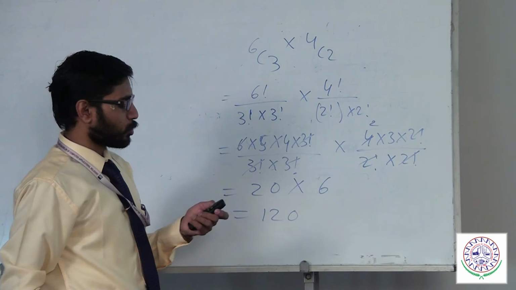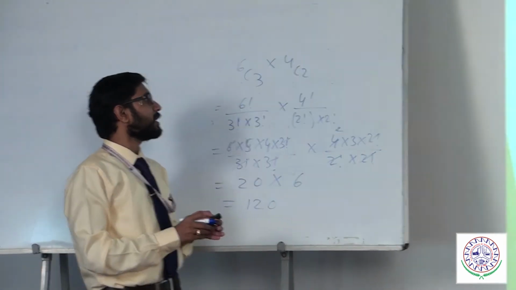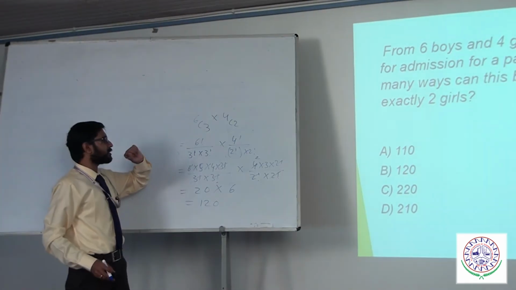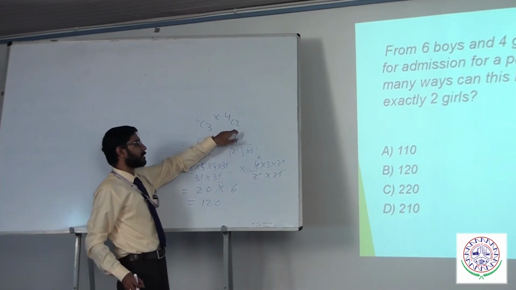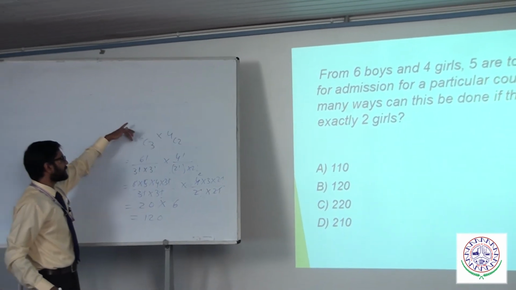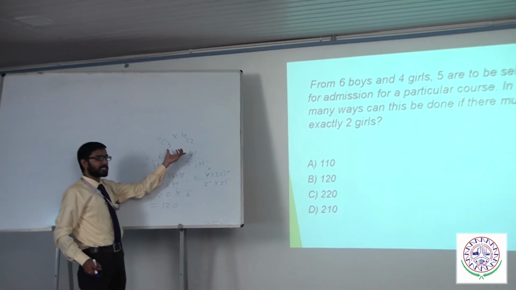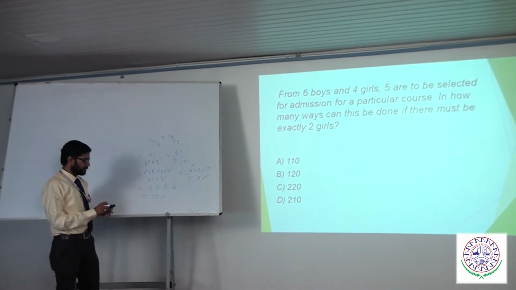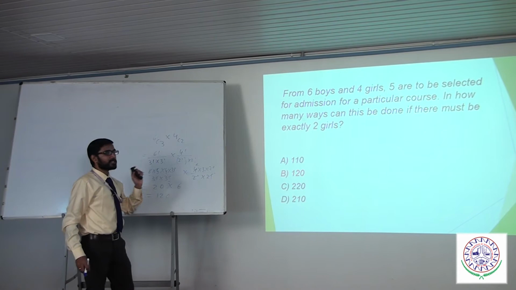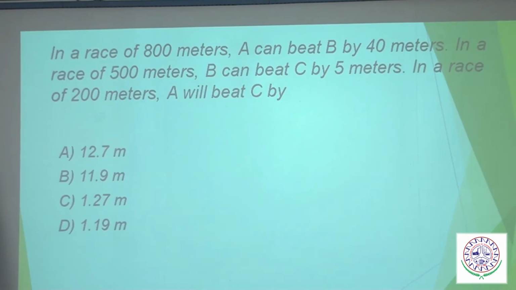So the answer for this question is 120 ways, because 6 boys and 4 girls are there. We have to select 5 students, and compulsorily 2 girls should be there. So they can be selected in 4C2 ways, and the remaining in 6C3. If you apply this nCr formula, you can easily get the answer. So the answer for this question is 120.